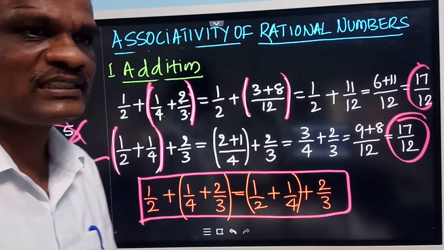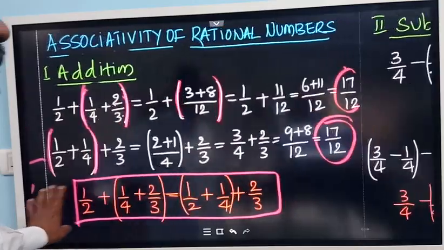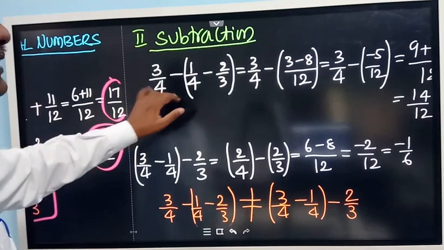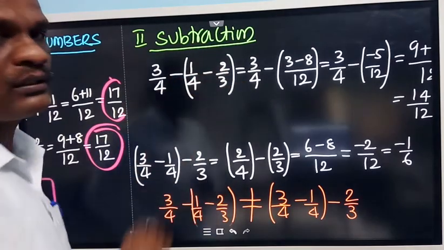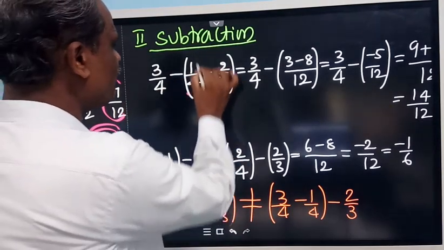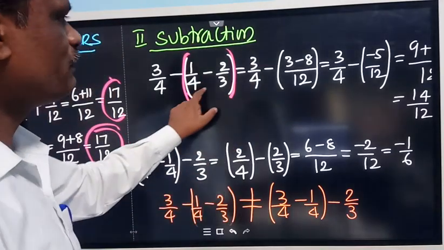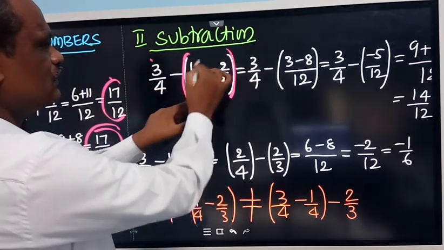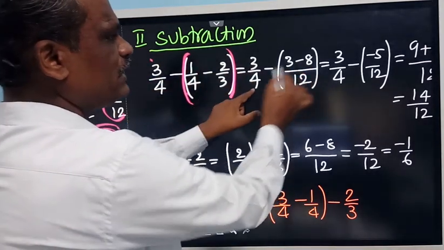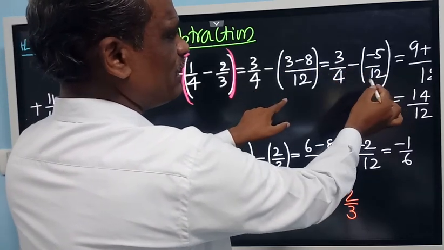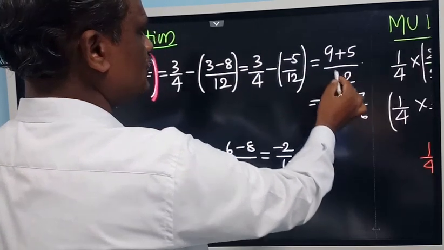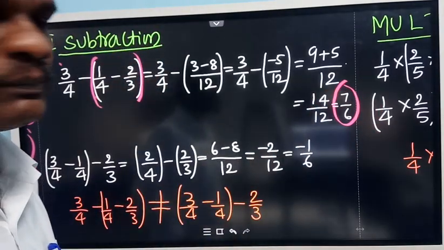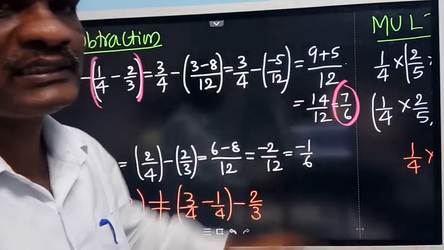So let us go to the next operation, subtraction. So I have selected three rational numbers, 3 by 4, 1 by 4, 2 by 3. First I grouped 1 by 4 and 2 by 3. When you subtract this one, you will get 3 minus 8 by 12. This I have written as it is. This simplification is like this. Then this 3 by 4, this is minus 5 by 12. Once you add them, you will get 9 plus 5 divided by 12, it is 7 by 6. You know how to subtract and all. Simplify this one, you are getting 7 by 6.